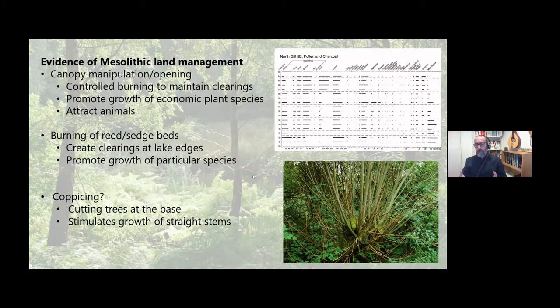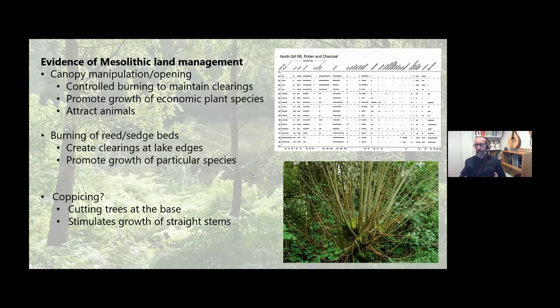And this has either been caused by trees falling naturally, but maybe also by the deliberate felling of trees by Mesolithic communities. There's no reason why Mesolithic people wouldn't also be felling the trees themselves. And these openings, by whichever means they have been created, are then being maintained through repeated episodes of burning.